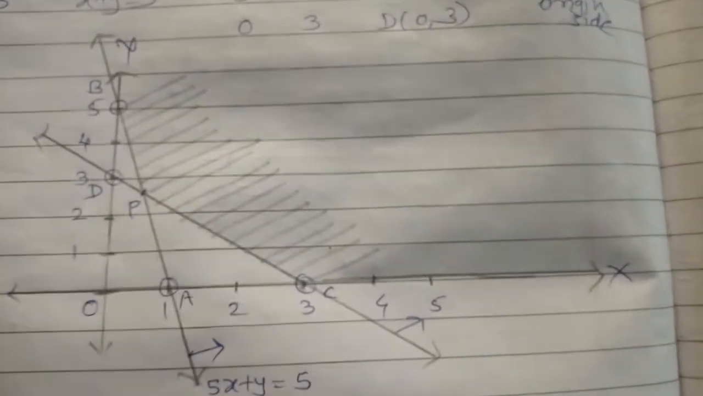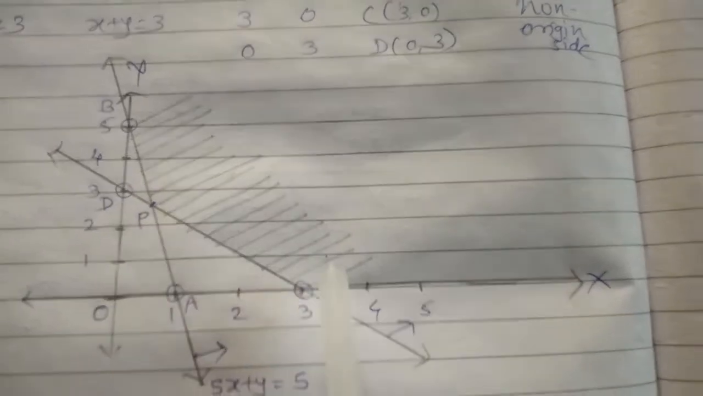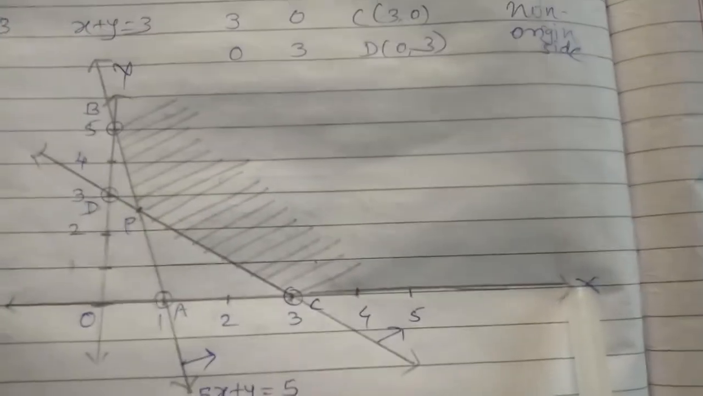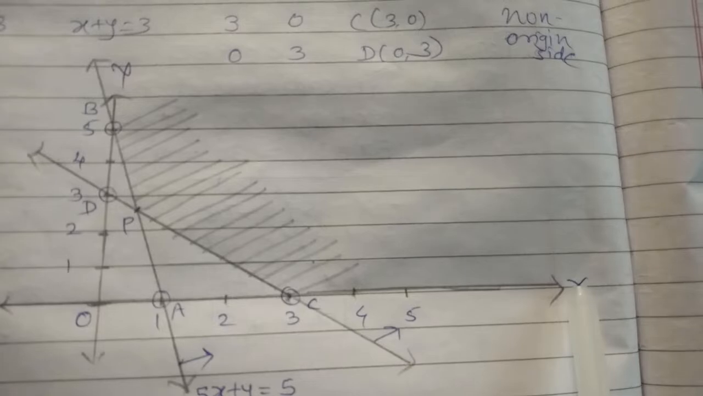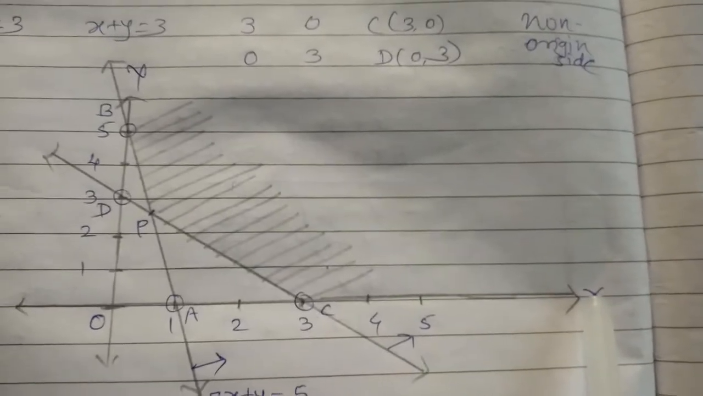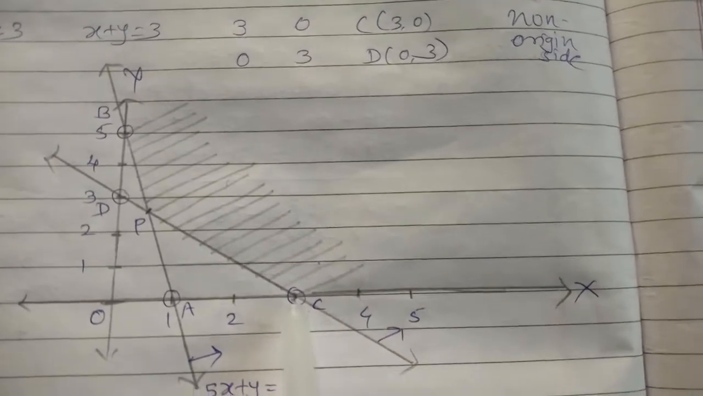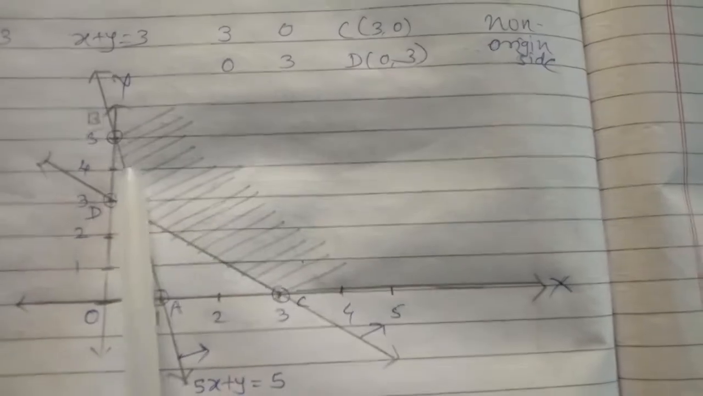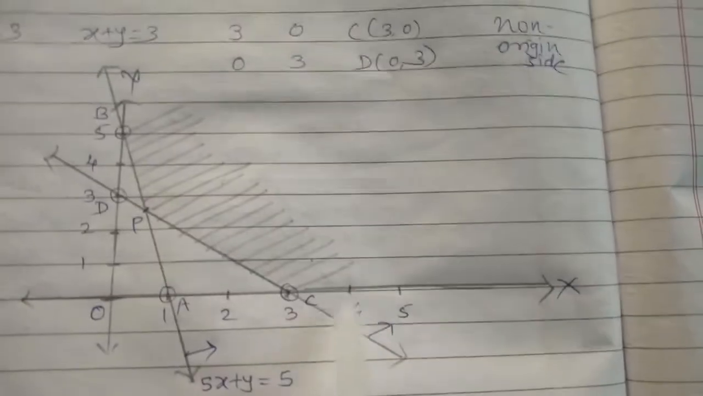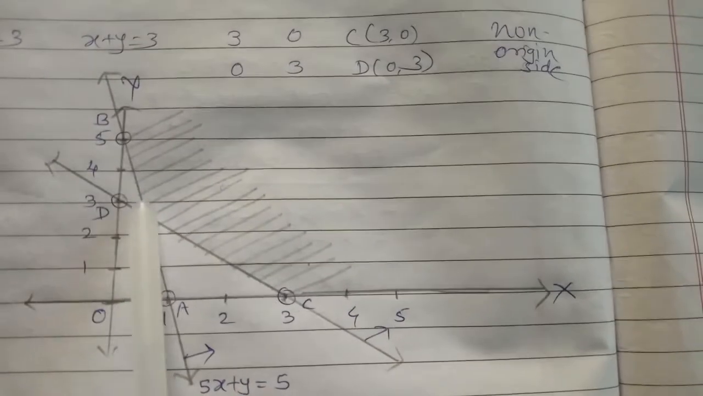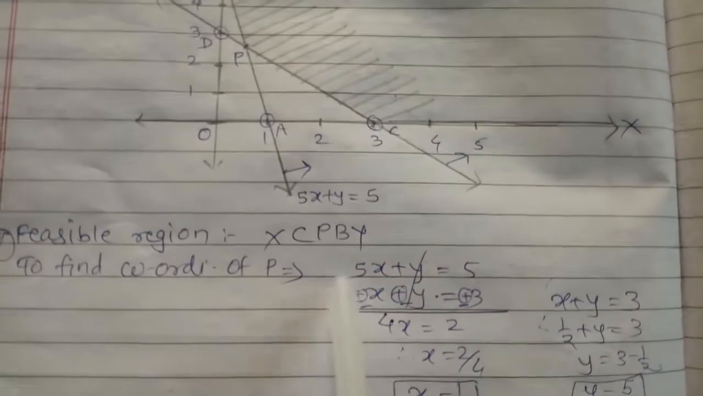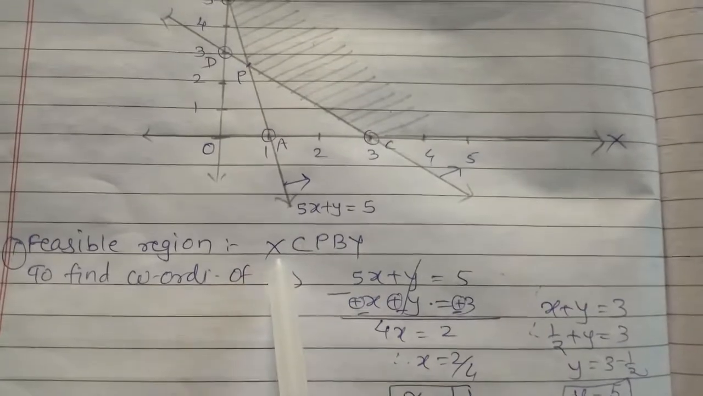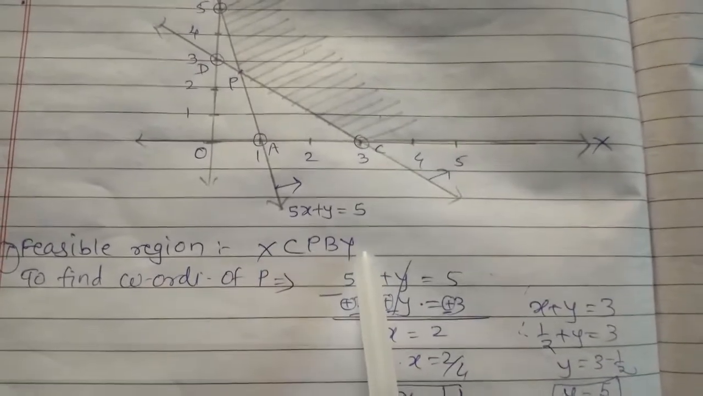Now see here the feasible region. Actually it's not closed. So here we start from the x axis. So how to write down the area? X, C, P, B and Y. I repeat it: X, C, P, B and Y. So this is my feasible region.